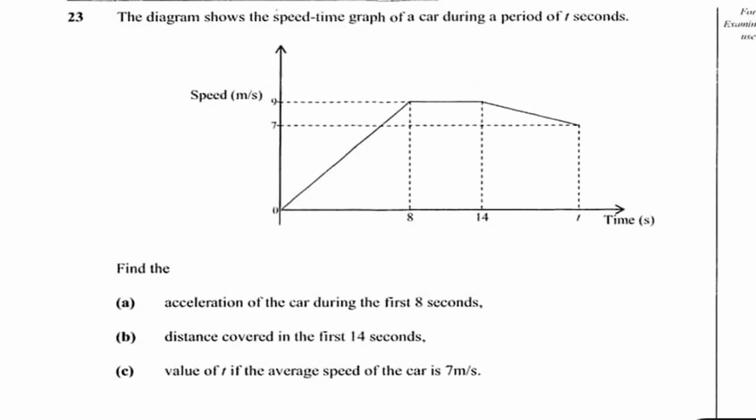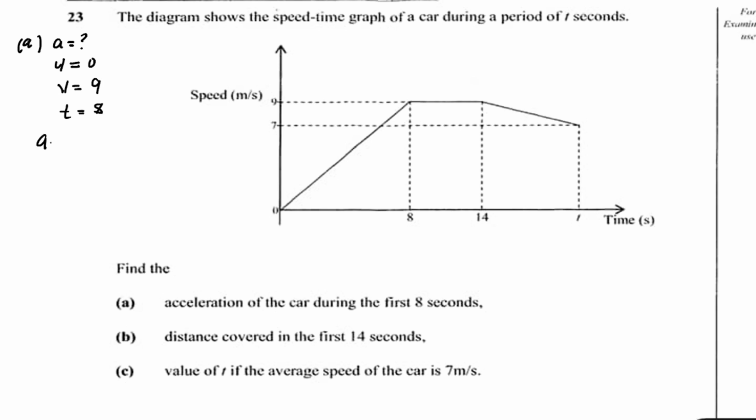Now, if you look at the first 8 seconds, this car was accelerating. It is moving from 0 to 9 meters per second in 8 seconds. So therefore, if you are to carry the data for question A, we want to find the acceleration. The initial velocity there is 0, and the final velocity is 9, and the time taken for this car to accelerate is 8 seconds.